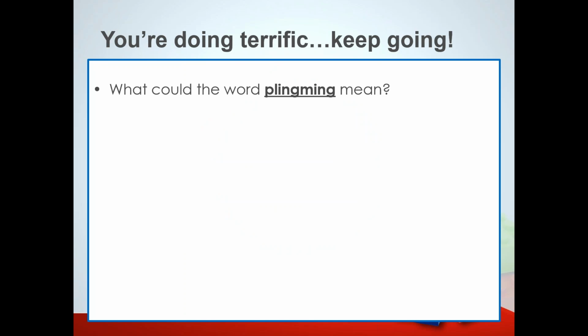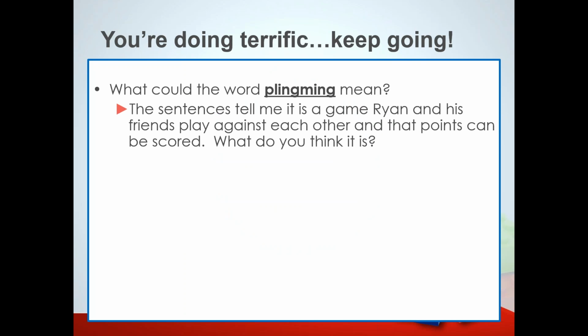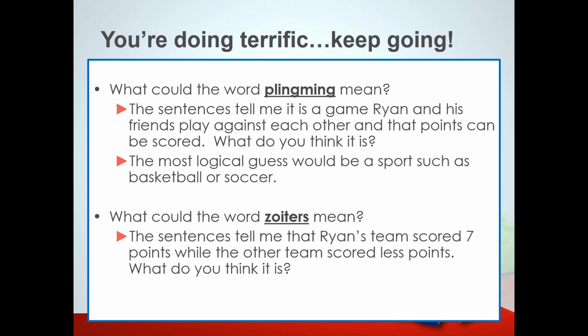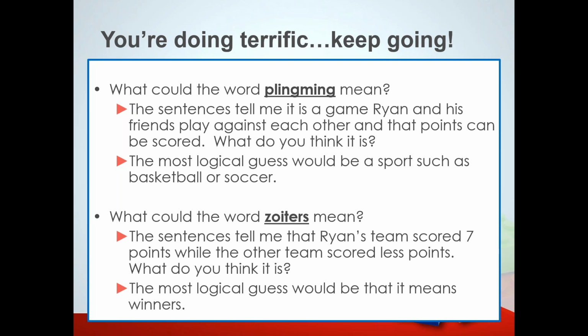Let's try, what about the Plingming? Well, the sentence tells me it's a game and his friends played against each other and that points can be scored. So maybe it's a sport like soccer or basketball. And as far as Zoiders, the sentence tells us that Ryan and his team scored 7 points while the other team scored less points. So then Ryan's team must have been the winners.